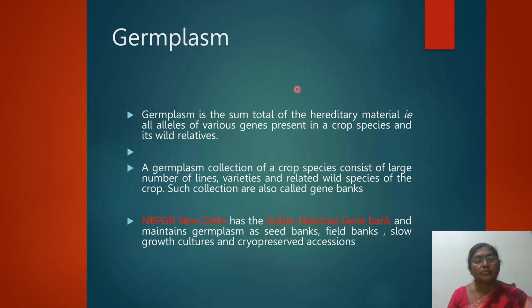Next one, the germplasm. It is the sum total of the hereditary material, that is, all alleles of various genes present in a crop species and its wild relatives, called germplasm. A germplasm collection of a crop species consists of a large number of lines, varieties and related wild species of the crop. Such collections are also called gene banks. NBPGR, New Delhi has the Indian National Gene Bank and maintains germplasm as seed banks, field banks, slow growth cultures and cryopreserved accessions.